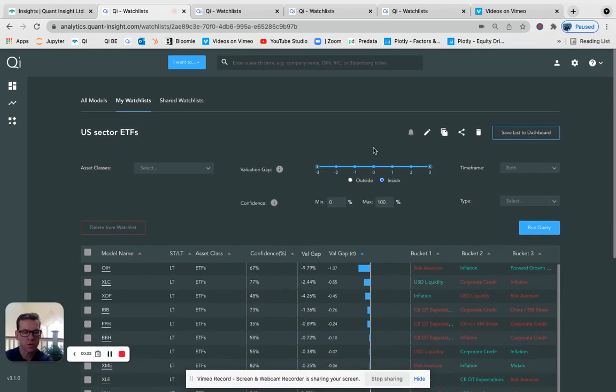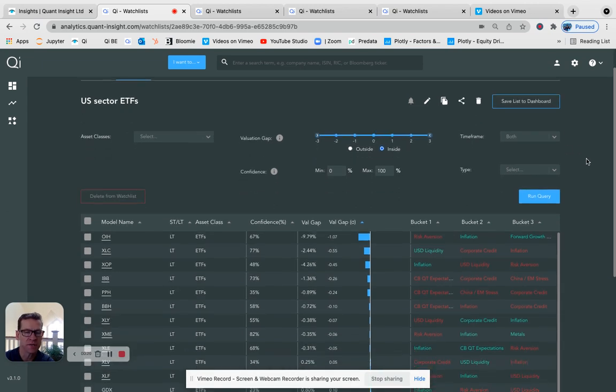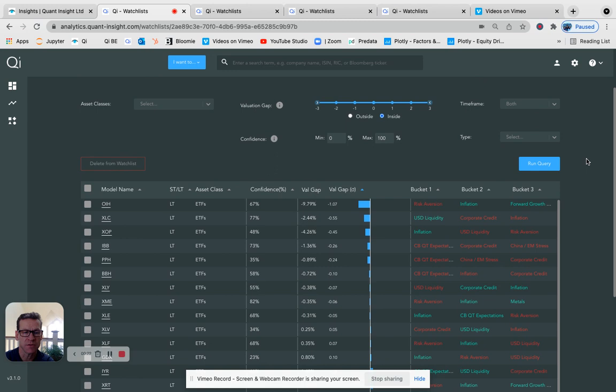QI watchlists are a way to quickly check in each day to see which of your investments are in a macro regime, and whether there are any dislocations, whether any security is trading rich or cheap versus the prevailing macro environment. On this occasion, we start by looking at US equity ETFs at the sector level.